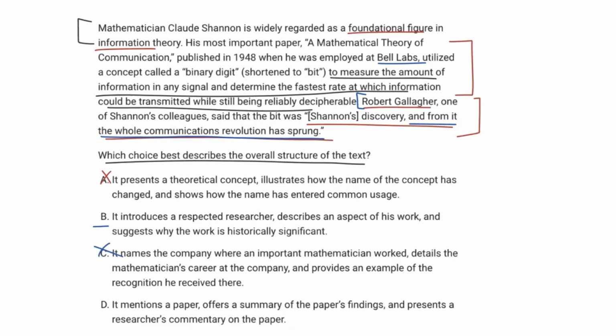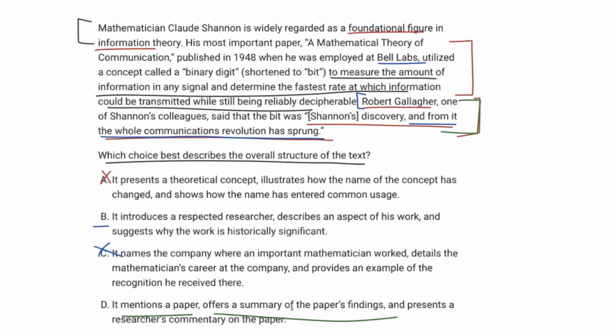D says it mentions a paper, offers a summary of the paper's findings, and presents a researcher's commentary on the paper. This is probably the strongest distractor answer, right? Mentioning a paper, which it does up here, a summary, which it does, and presenting a researcher's commentary on the paper, which you could say it does offer. But I would say that this answer, D, is not as strong as B for this reason: you have to understand that when it says it presents a researcher's commentary on the paper, this entire answer choice is really focused on that paper, right?